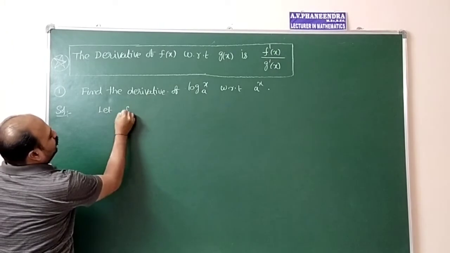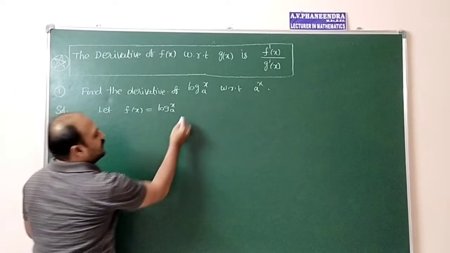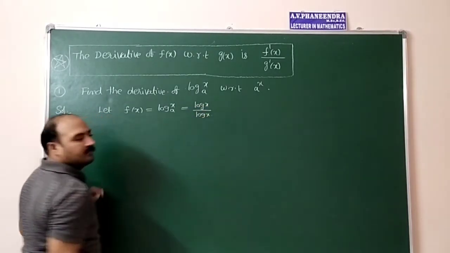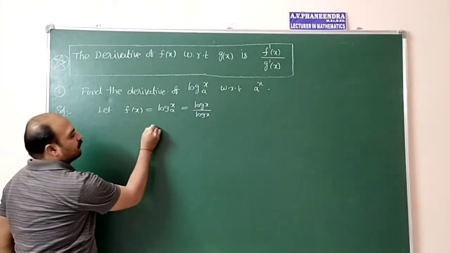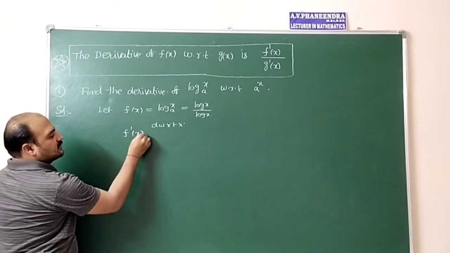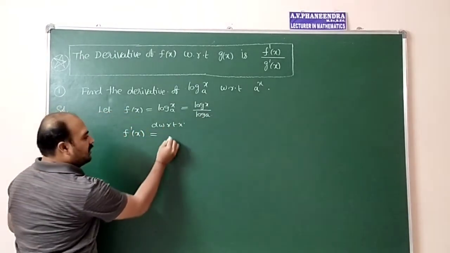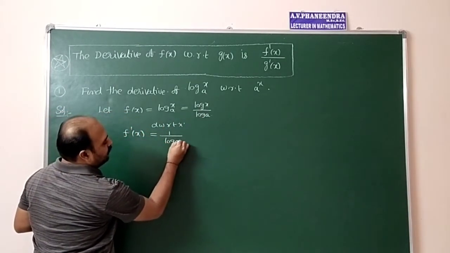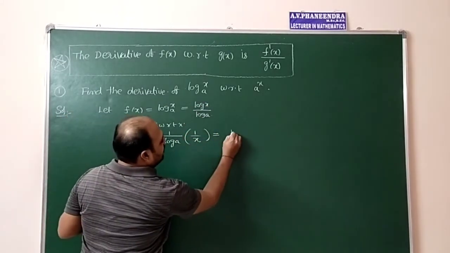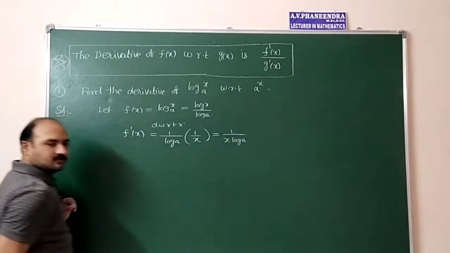Let f of x is equal to log x to the base a. We can write it as log x by log a. Find the derivative of this function. Differentiate with respect to x. F of x derivative is f dash of x: 1 by log a, which is constant, we can take outside. d by dx of log x is 1 by x. Therefore, f dash of x equals 1 by x into log a, or log a into x.